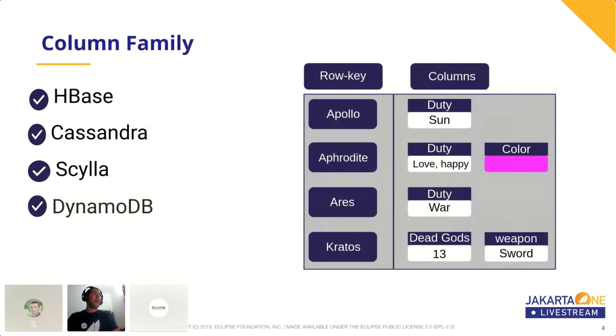Then we have the column family type. You have several implementations as well. The most famous one is Cassandra. It looks almost the same. We have the key and they return the information. However, this one has a different structure. Each piece of information is in one unit that's called a column. We have Apollo here. The unit of information is a column. A column has the name and the information itself.